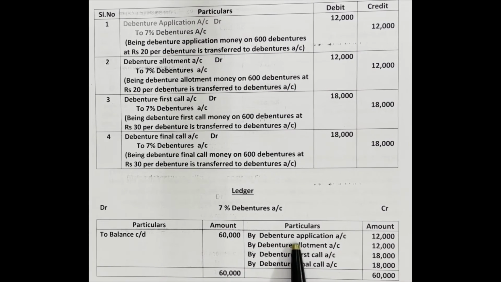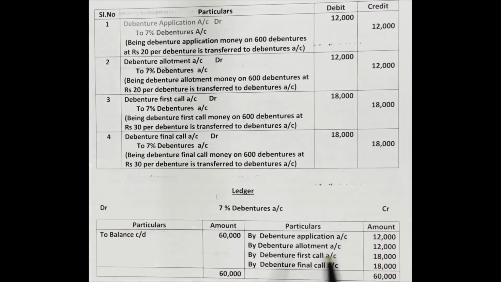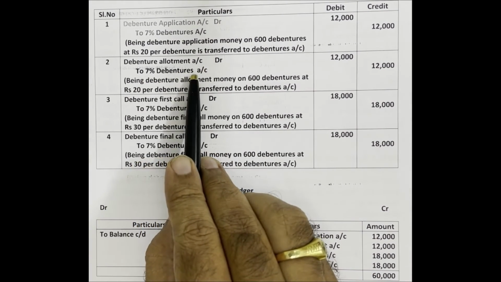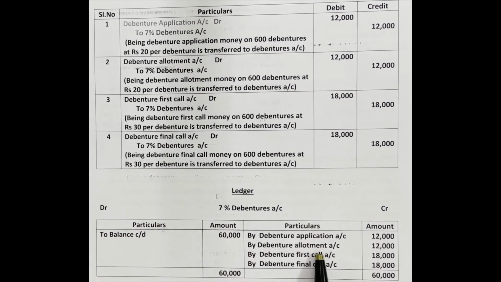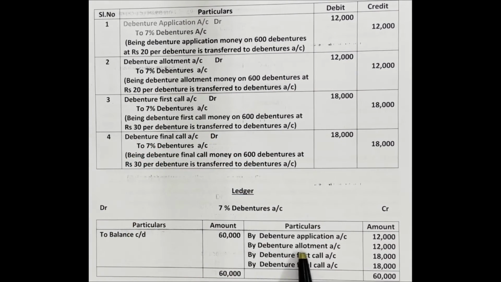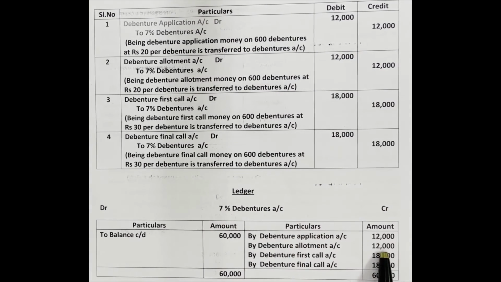What to write in particulars column? Debit account name. By debenture application account, amount 12,000 rupees. In second entry, debenture account is created, so second entry credit side we should post. We debited debenture allotment account now. That word you have to write in the particulars column. By debenture allotment account, amount 12,000 rupees.